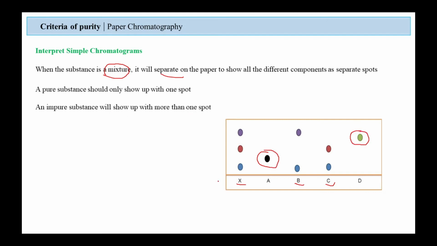From this chromatogram, we can say that substance X is actually composed of a mixture of substance B and substance C. You can see this by looking at the positions of the spots. The red one here refers to substance C, and the purple one refers to substance B. So by combining substances B and C, we get the chromatogram of substance X. So X is actually a mixture of C and B.